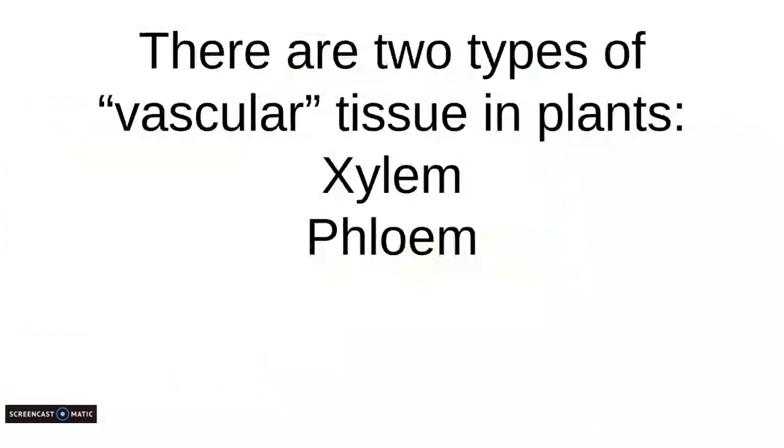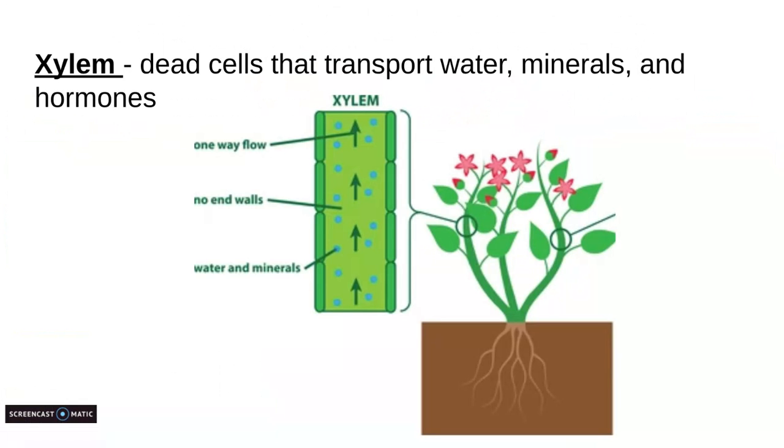So vascular plants. Here's where we need to start. Okay, this is where you'll write down. There are two types of vascular tissue in plants, xylem and phloem. And we're going to learn that they transport different things. So first thing we're going to talk about is xylem. Xylem is made up of dead cells. So they're leftover cells, and they transport water, minerals, and hormones. Here's a picture. You can't really see the cells here, but it's made up of cells, flows in one direction.